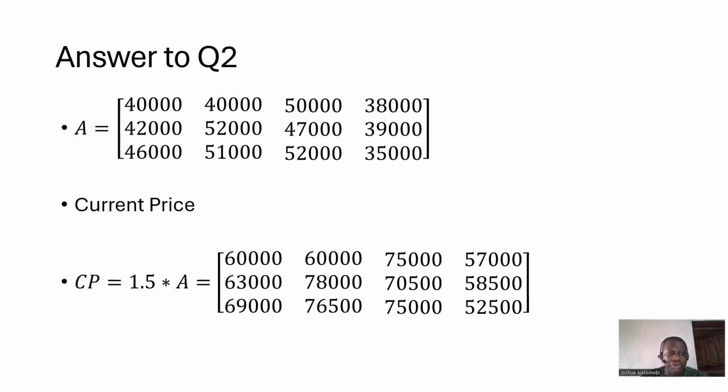An increase of the price by 50% will be 150 divided by 100, which is 1.5. So this is a typical example of scalar multiplication. So we multiply matrix A by 1.5 in order to get the current price.